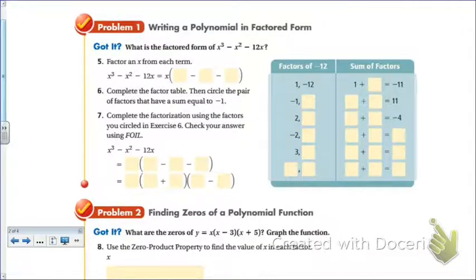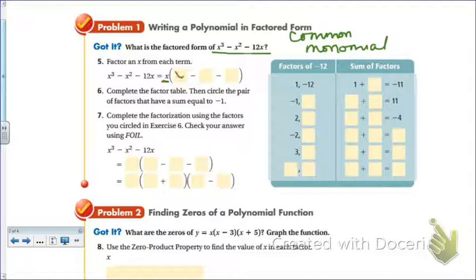Okay, on the next page we've got problem 1 there. It says we're going to write a polynomial in factored form. So we're going to follow the steps to do this, and we've done this before. It says what is the factored form of x to the third minus x squared minus 12x? The first thing we always do is we're going to look for a common monomial and see if that's our very first factor. And that just means something that all of the terms have in common. And they all have at least one x. So that's what they did right here, is they pulled out an x.